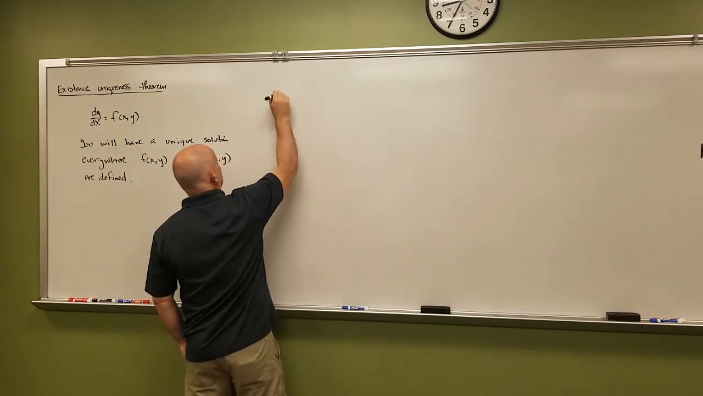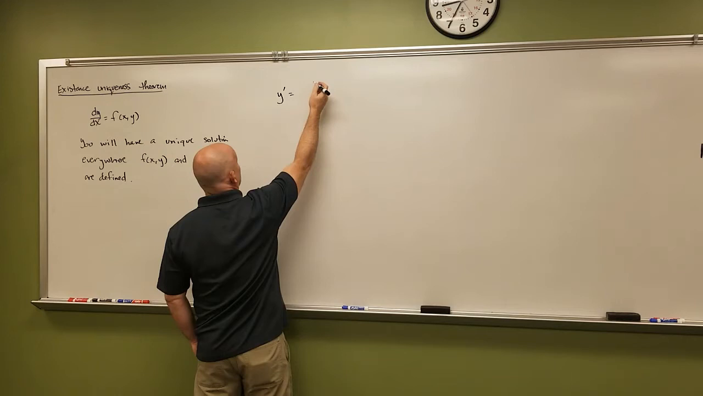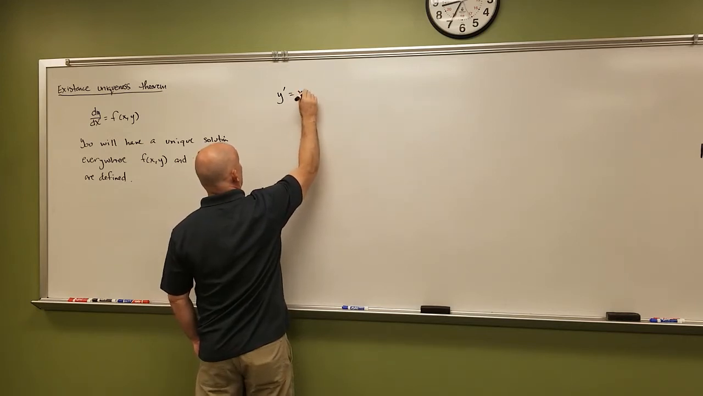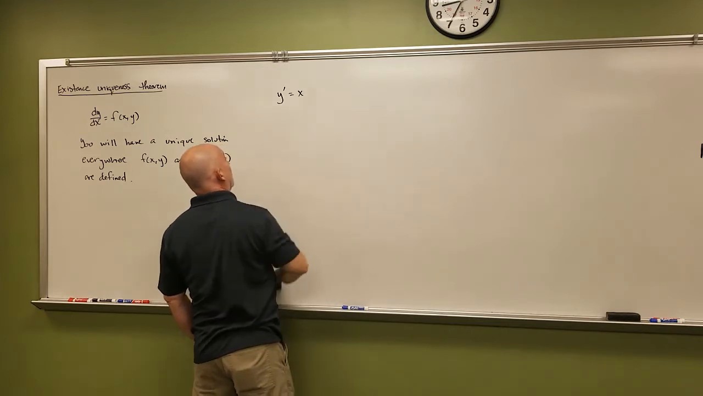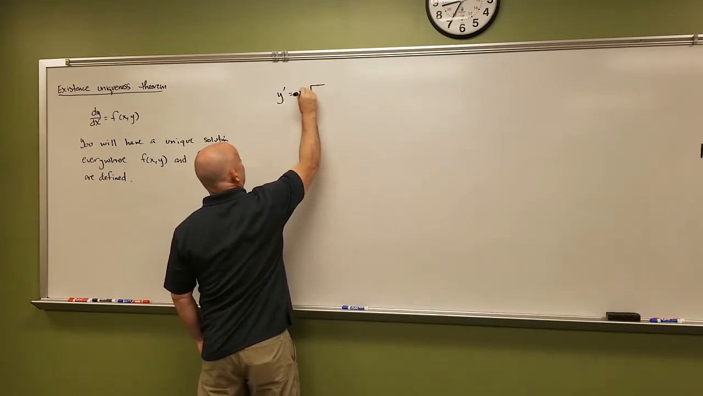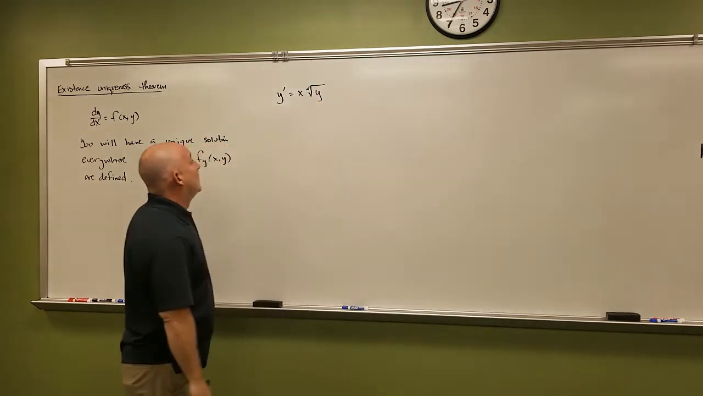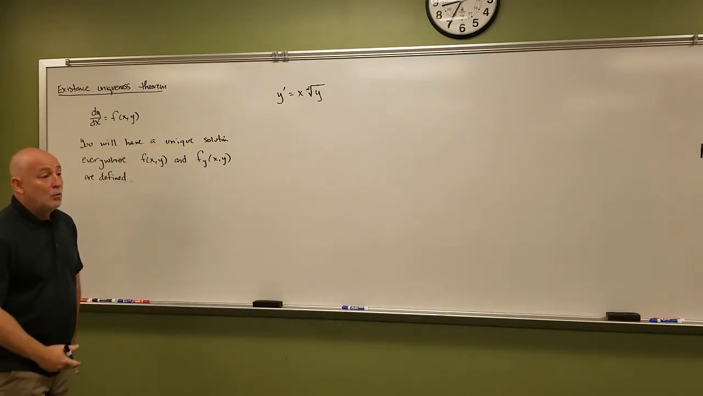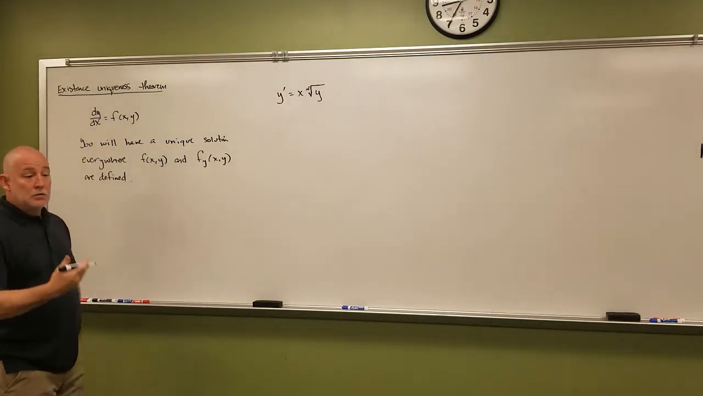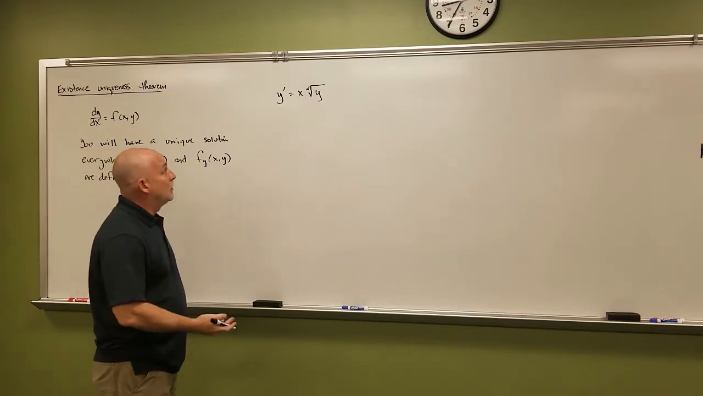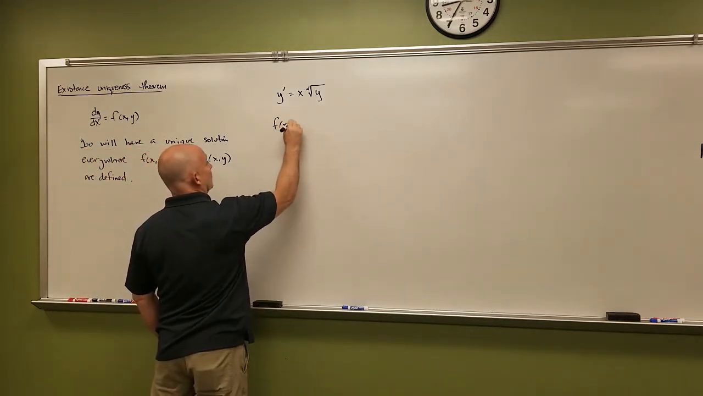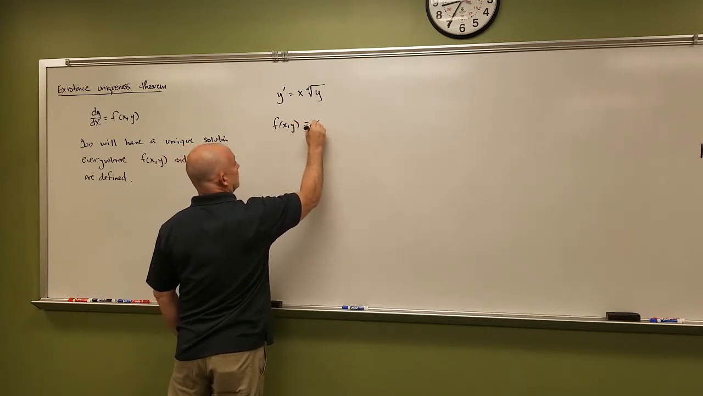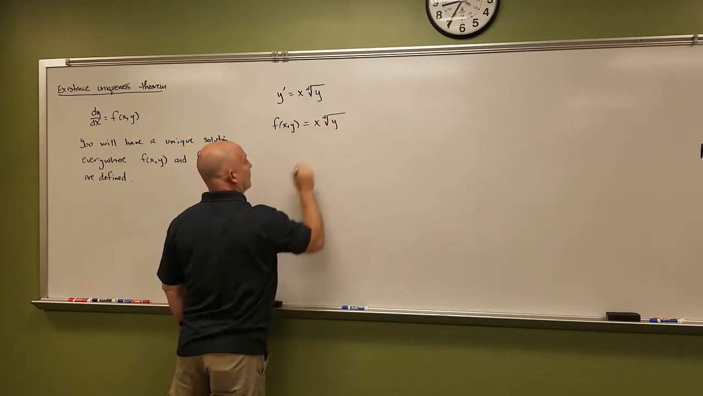Let's say I said something like y prime is equal to x times, let's do the fourth root of y, something horrible. The fourth root of y. And the question would be, where are you guaranteed a unique solution? So right here, this is our function of x and y. The derivative is already isolated. So this is x times the fourth root of y.